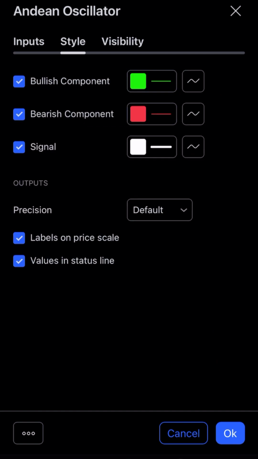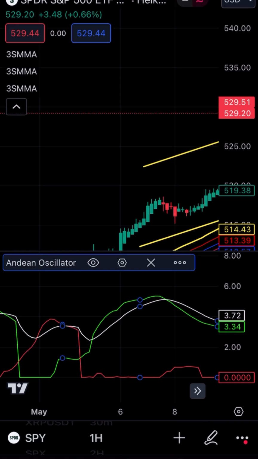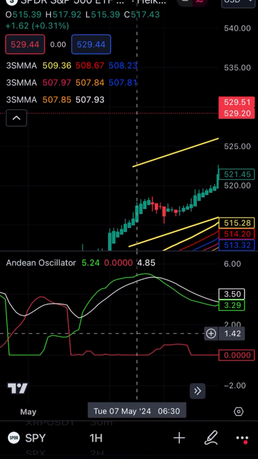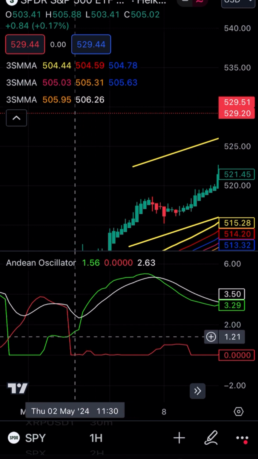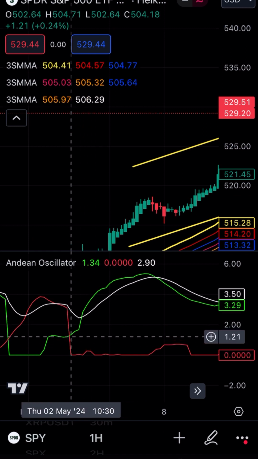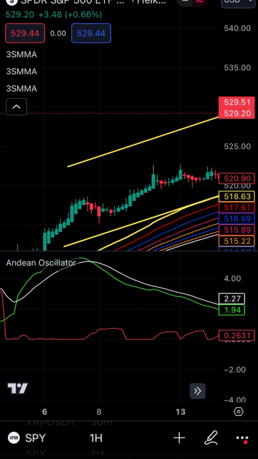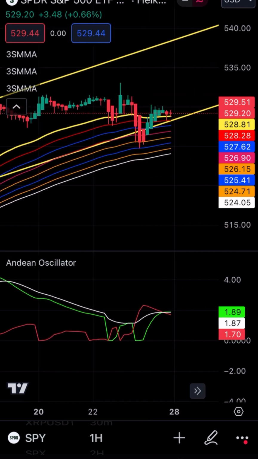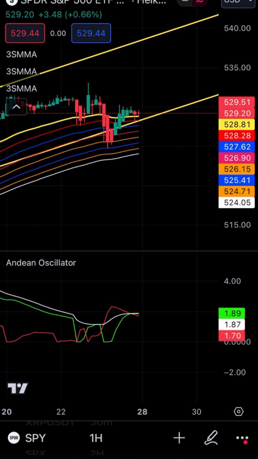I always change my settings: bullish green, bearish red, signal line white. I don't think I'll mention that. But anyway, anybody in another video might say, hey, just get in at the cross right here, or get in right here when it's going down. Those are not times to get in my opinion.